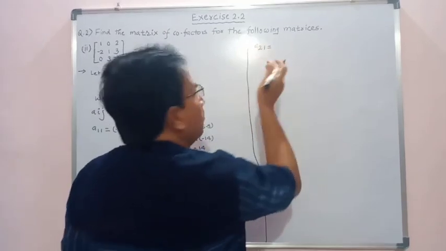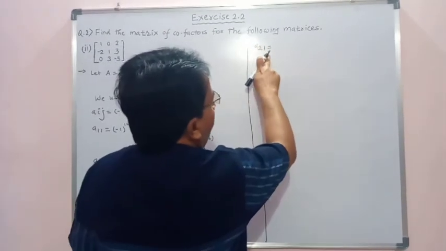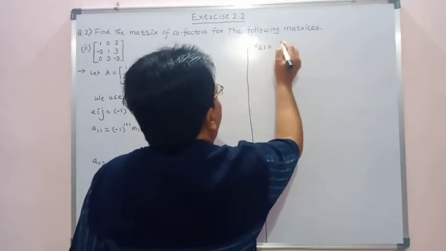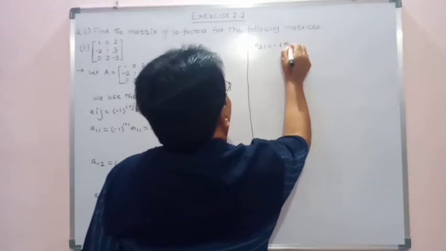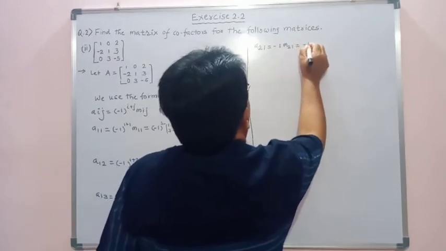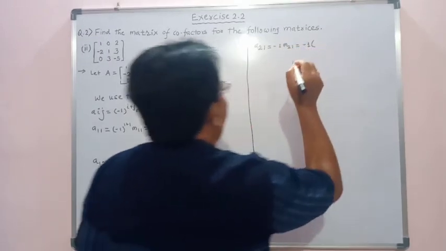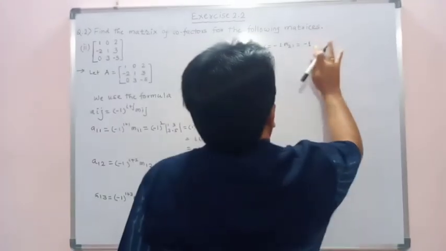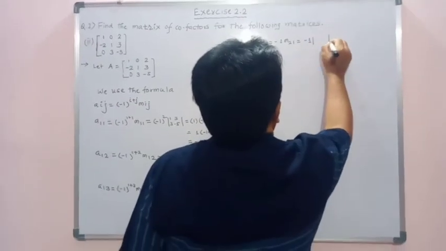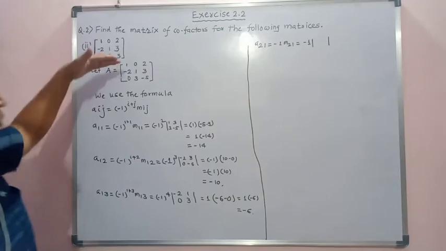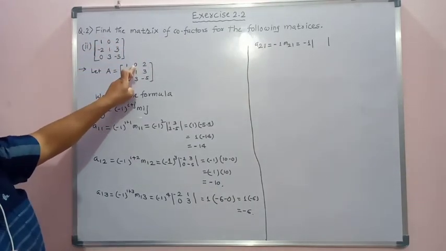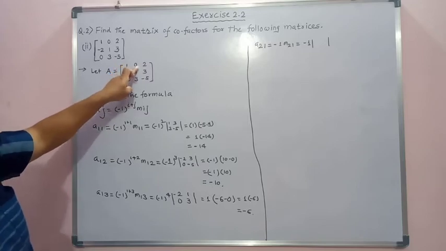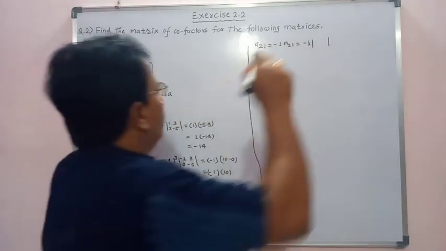A21: 2 plus 1 is 3, and 3 is an odd number. We directly use minus 1 into M21. M21 is leaving off the second row and first column. The remaining elements are 0, 2, 3, minus 5.